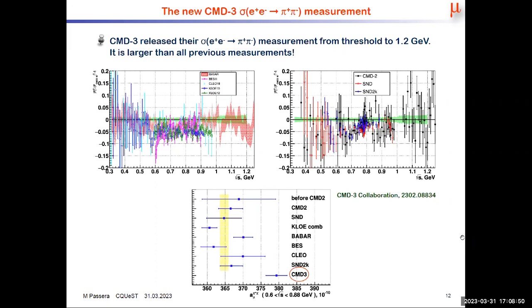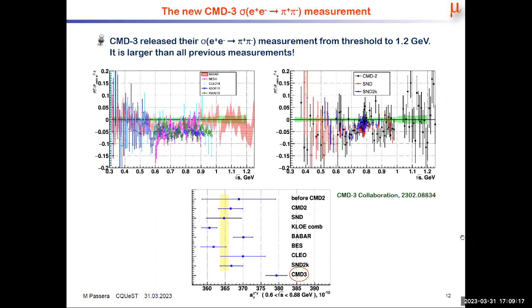Look at the integrated value that you see here. I didn't say that correctly, sorry. From 0.6 to 0.88, this is the CMD3 value, integrated to get that contribution to the muon g-2. And you see, this is the error bar. It's not much more precise, no. Look at the KLOE combination here. Yeah, exactly, but in the upper box, the green band is really narrow, right? And the rest is kind of all over the place and has error bars.